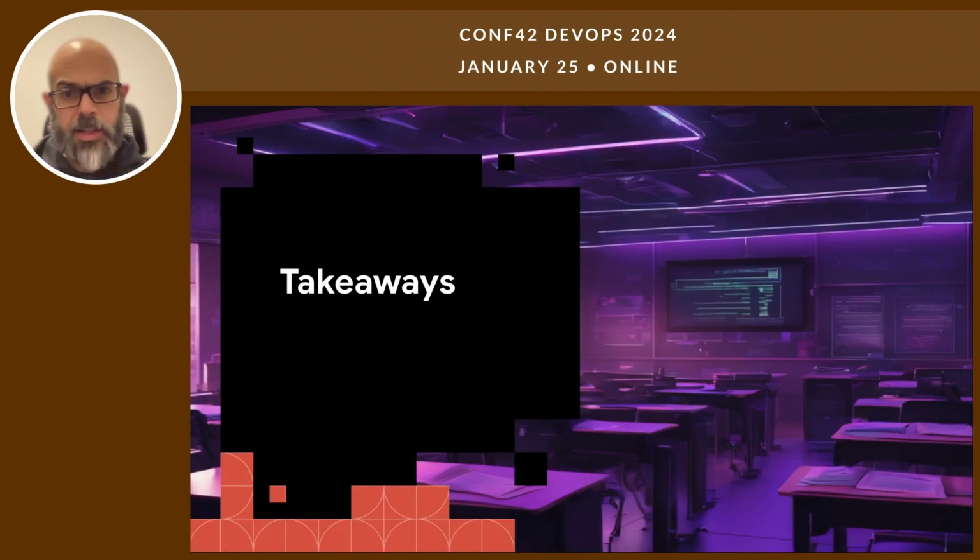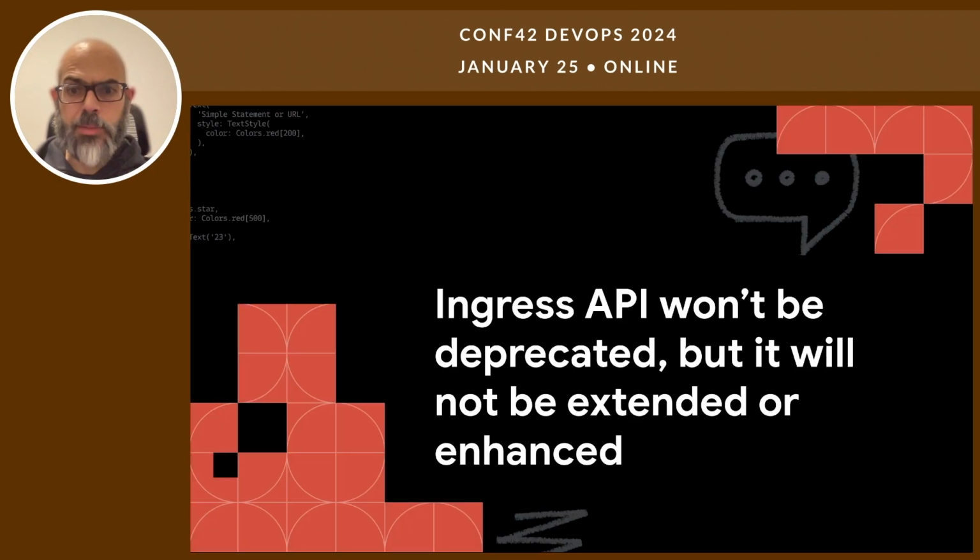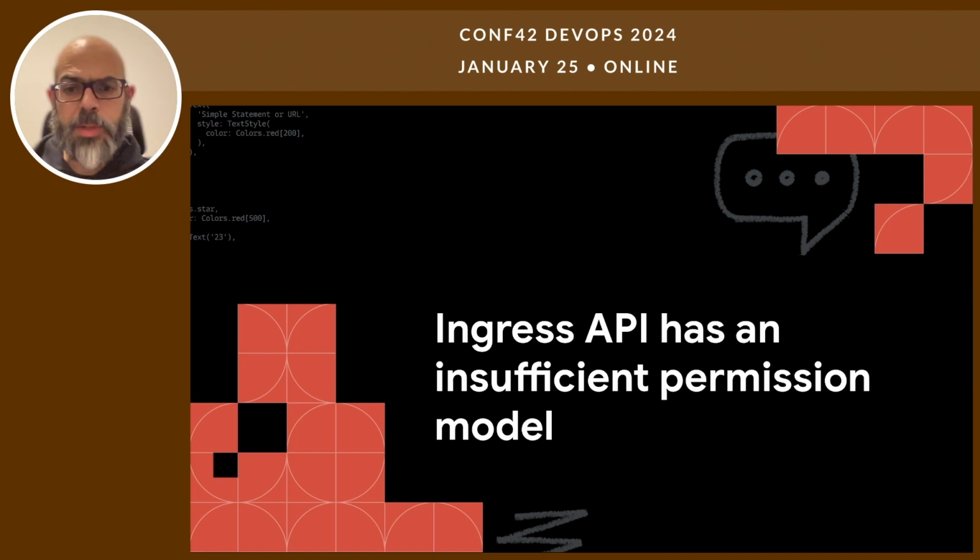Okay, and let's get to the takeaways of this talk. First of all, the Ingress API will not be deprecated. It's a great API. It works and it has worked until now. It will not be extended or enhanced, and that's one of the limitations that brought us to the Gateway API. So we can still use it, but let's keep in mind that we will not see any new implementation, any new extension.